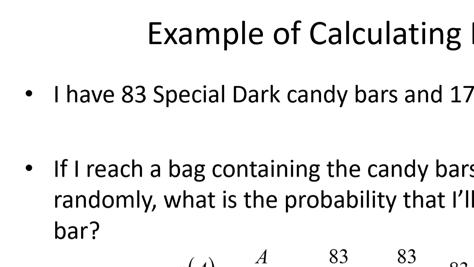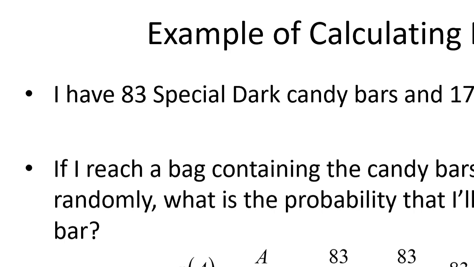Now, if we wanted to calculate the probability of getting a Mr. Goodbar candy bar, we would do that similarly, where we would take 17, which is the number of Mr. Goodbar candy bars in the bag, and divide it by 100, which is the total number of candy bars in the bag. Let's assume that we replaced the last one that we took out, and that would give us a probability of 0.17 or 17% of the time.